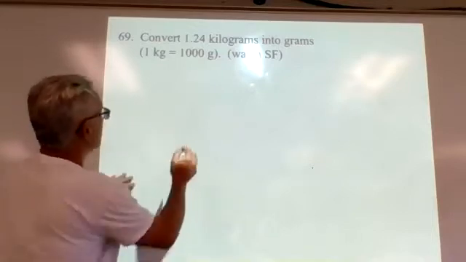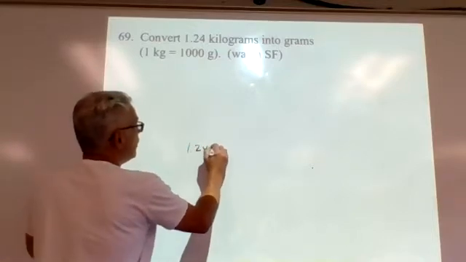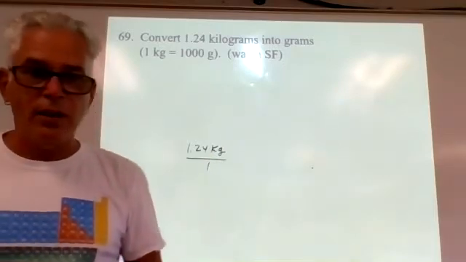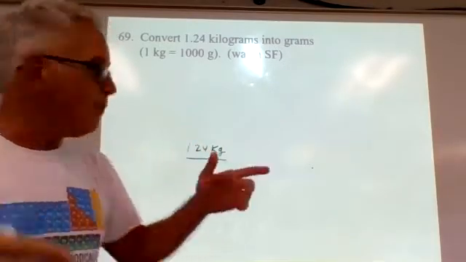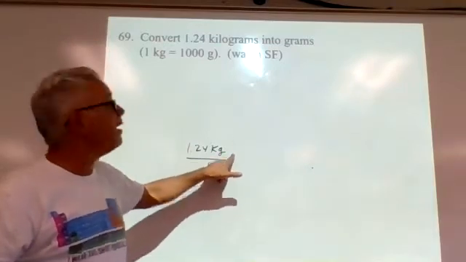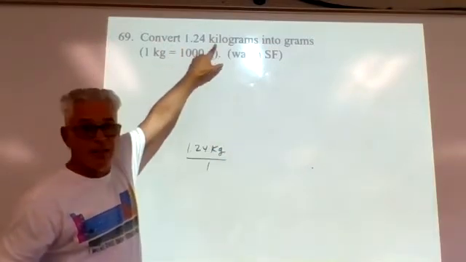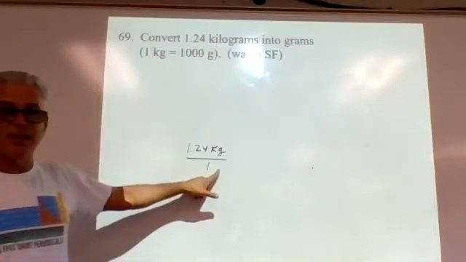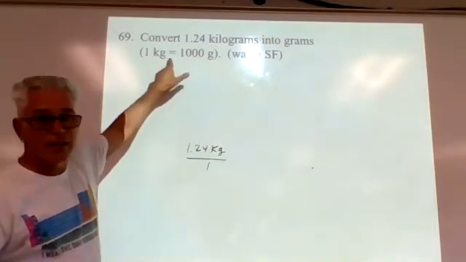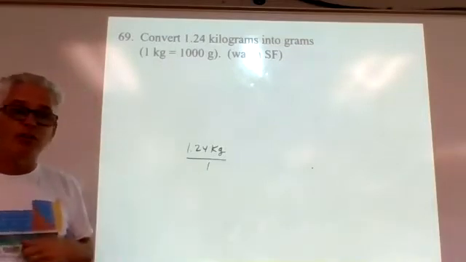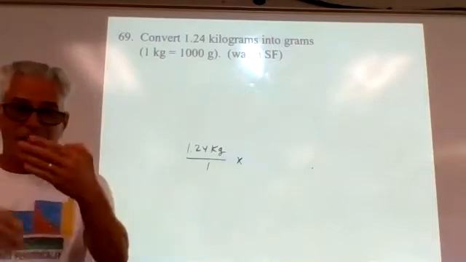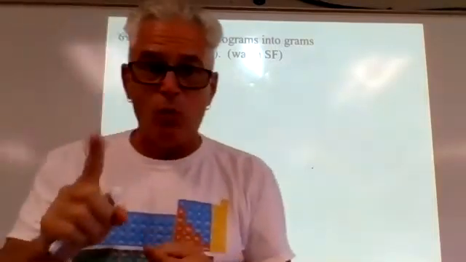What's our starting point? 1.24 kilograms. And what am I going to do? I'm going to put it over 1. By putting it over 1, I make sure I know that the kilograms are in the numerator. Right here, kilograms are in the numerator. But here, I can't miss it. Here's my equality. I got to turn it to conversion factor. Since they equal each other, it doesn't matter which one's on top or bottom. Either way, it'll equal 1.